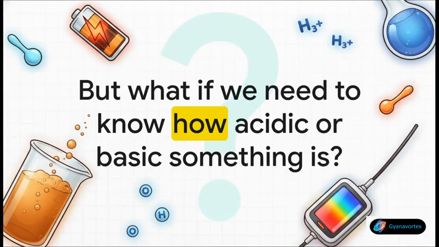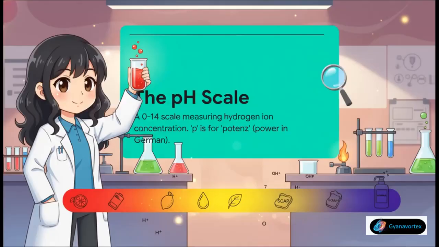Okay, so telling them apart is one thing, but what if you need to know more? What about how strong they are? I mean, there's a huge difference between the weak acid in a can of soda and battery acid, right? So how do we measure that power? We do it with something called the pH scale. It's just a simple number line from 0 to 14 that tells you how concentrated those hydrogen ions are. And a fun fact, the P in pH actually comes from the German word potens, which means power. So right in the middle, a 7 is perfectly neutral. Anything below 7 is an acid, and the lower the number, the stronger it is. And, you guessed it, anything above 7 is a base, with 14 being the most powerful.